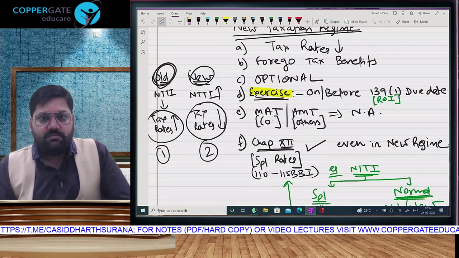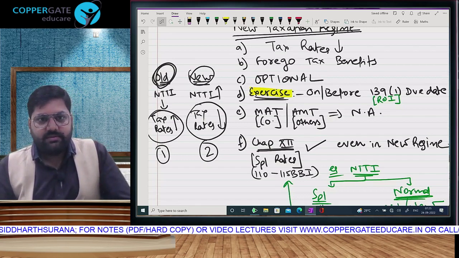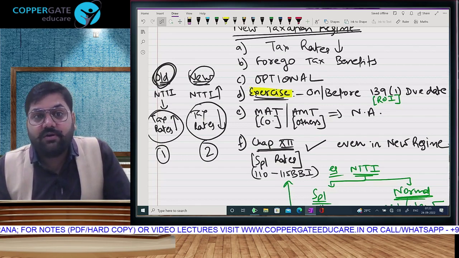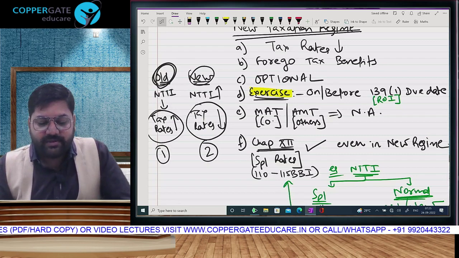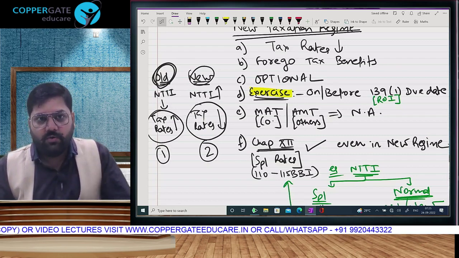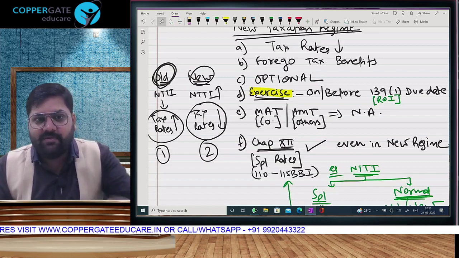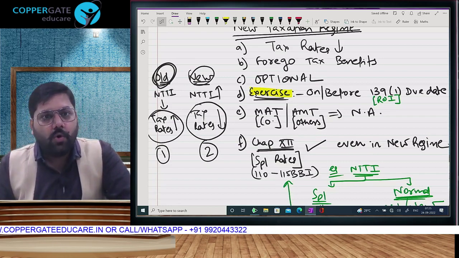Feature number 1. Auntie is going to reduce your tax rates. But only if you are ready to forego certain tax benefits. The new regime is optional. This is the biggest problem. So you have to decide old or new. That decision has to be taken before the due date of filing return. If you do not exercise the option, tell me what will happen before the due date if you don't exercise. So by default, you will be in the old regime.